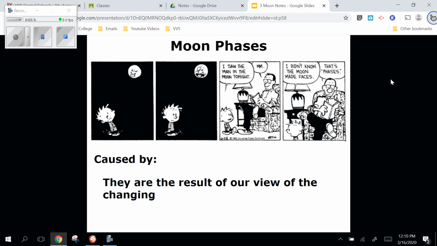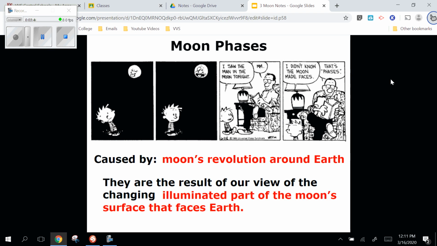All right, phases. The reason we have moon phases is because the moon revolves around the Earth. At any one moment, a spherical object in space is lit up by the sun on one entire half. Well, we see different percentages of that illuminated side, and that's the phases. If we see none of that illuminated side of the moon, it's called a new moon. If we see all of that illuminated side, it's called a full moon, and then you have in between crescents and gibbouses.